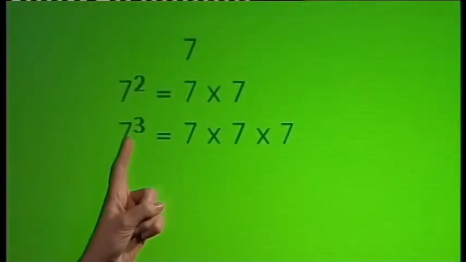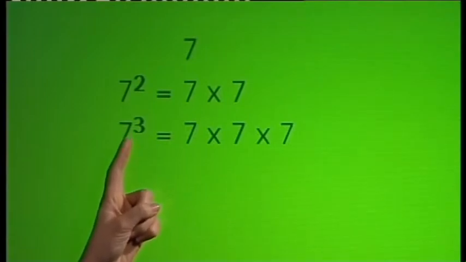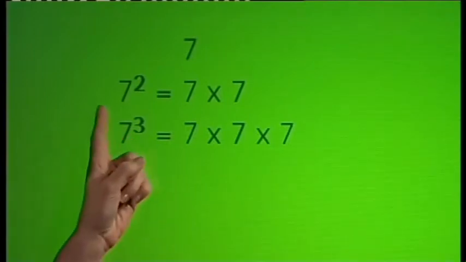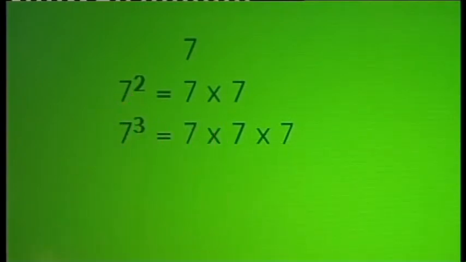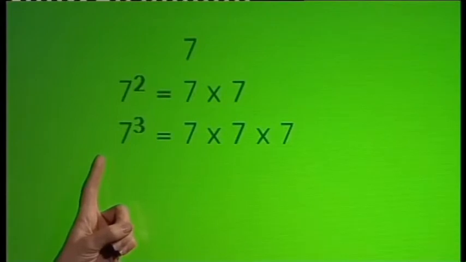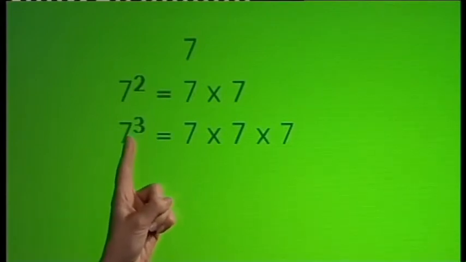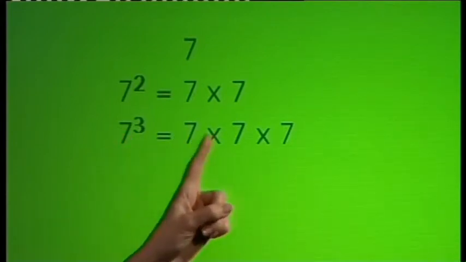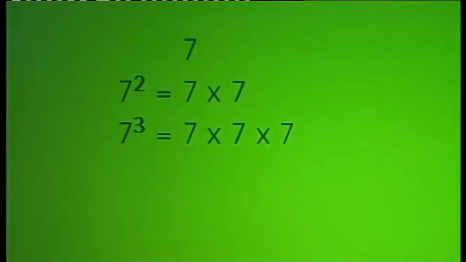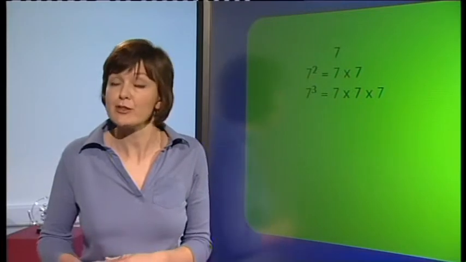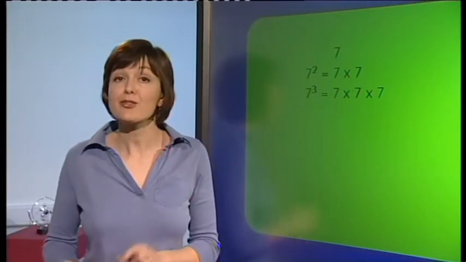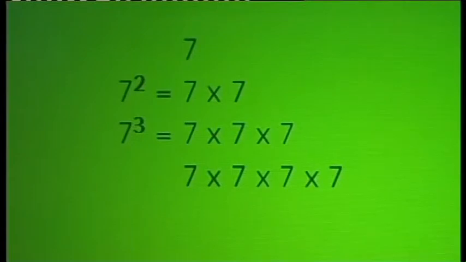Now we call this little number the power or index. So 7 squared is 7 to the power of 2, or 7 times 7. 7 cubed is 7 to the power of 3, or 7 times 7 times 7. Now square and cube are the only powers or indices that have special names. When we get to 4 7s multiplied together, we call that just 7 to the power of 4.